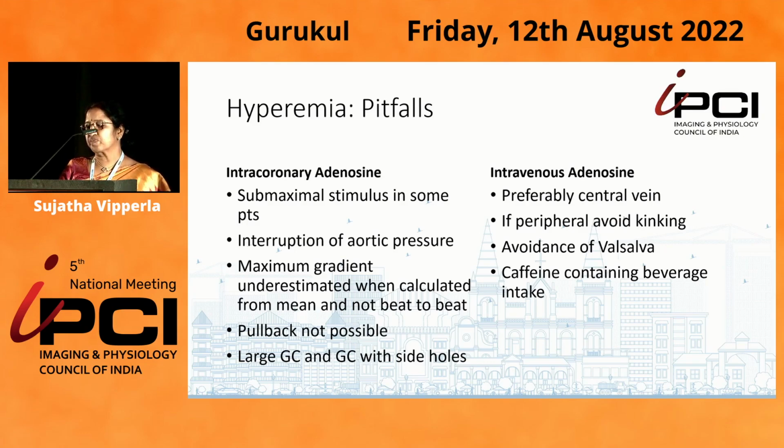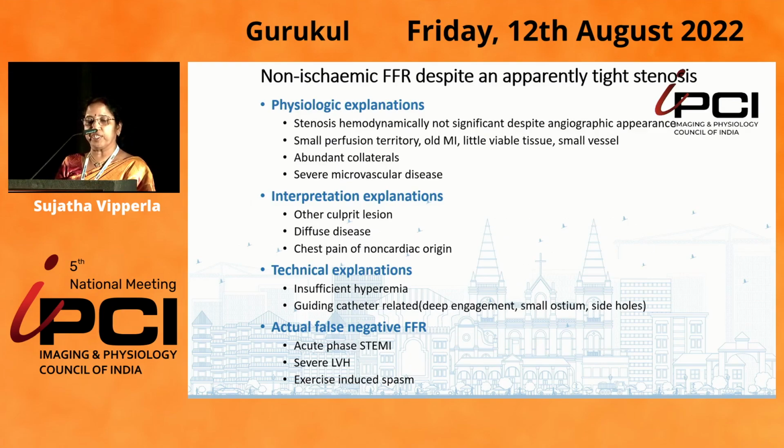And intravenous, preferable to use a central vein. If you're using peripheral vein, you have to see it is large bore access. You have to avoid kinking. You have to avoid Valsalva. Caffeine, you know, it impacts intravenous adenosine because it non-competitively inhibits the adenosine receptors. So your hyperemia is an important condition and it has to be fulfilled before your measurements.